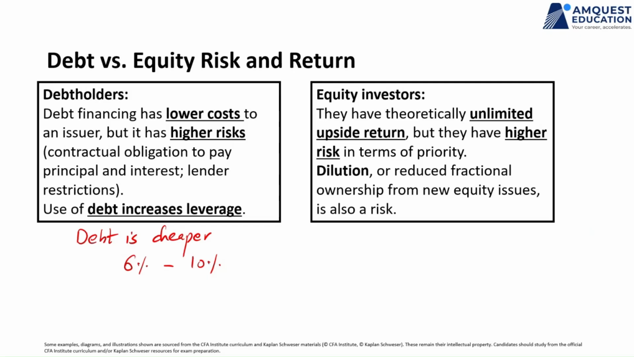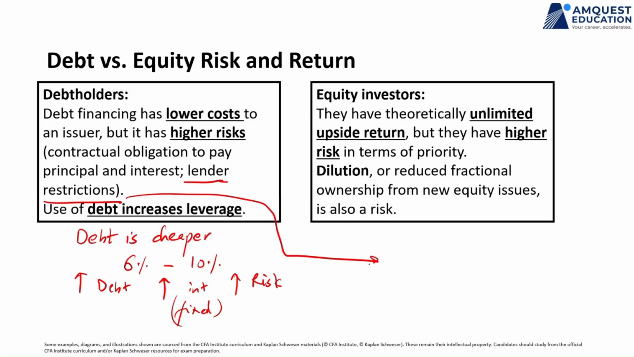Very low cost financing. But remember, the more debt you borrow, the more interest you will have to pay, and the more is your risk because you have a fixed payment obligation, which is why we say debt has higher risk. You are contractually obligated to pay the money. And when you take debt, the lender also puts some restrictions on the business. These restrictions, if you remember in fixed income, we call covenants. The lender may give you certain covenants.